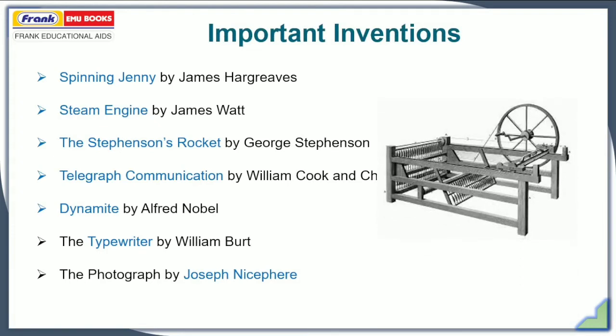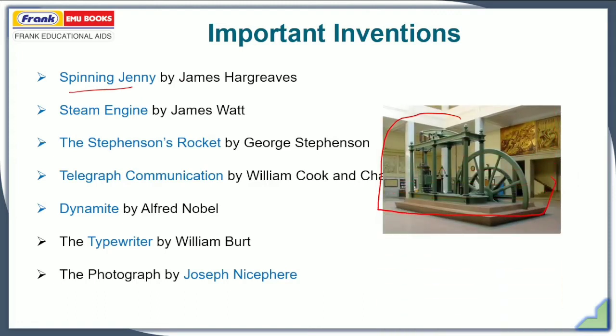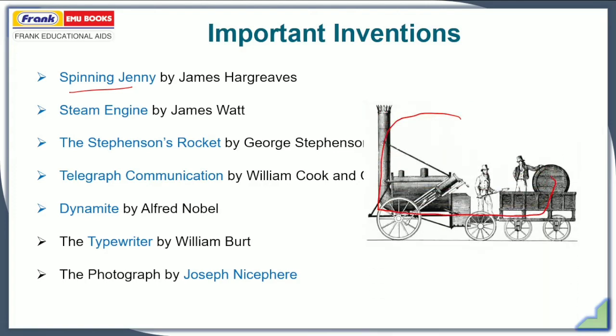This spinning jenny hugely lessened the load of textile production from the household, and it now can be used in the factories too. So you can say that only after the invention of spinning jenny, the textile production can be done in the factories. Then steam engine by James Watt, earlier it was used in the textile factories and the mining. Then Stephenson's Rocket by George Stephenson, this provided a boost to railways.